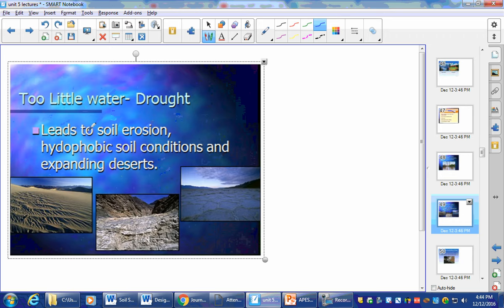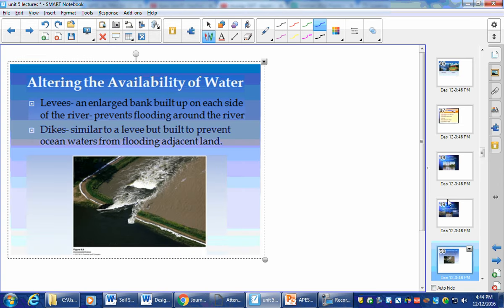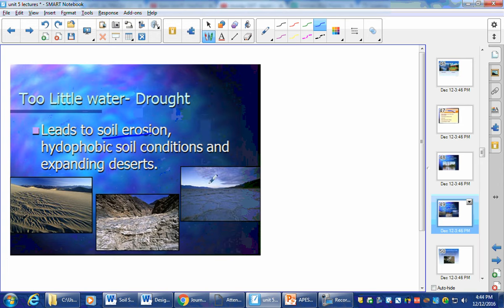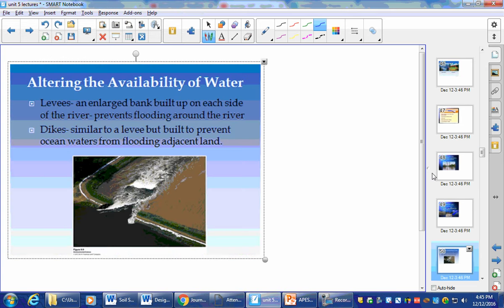Too little water: drought. It leads to soil erosion, hydrophobic soil conditions, and expanding deserts. And what's a really interesting thing about drought is that if you get this really crackly soil right here, it ends up becoming very impermeable. It's really dry, it doesn't let water go in. So the next time it does have a really nice downpour, this water cannot penetrate the surface, and it's just going to flow away and create stuff like this: flooding.